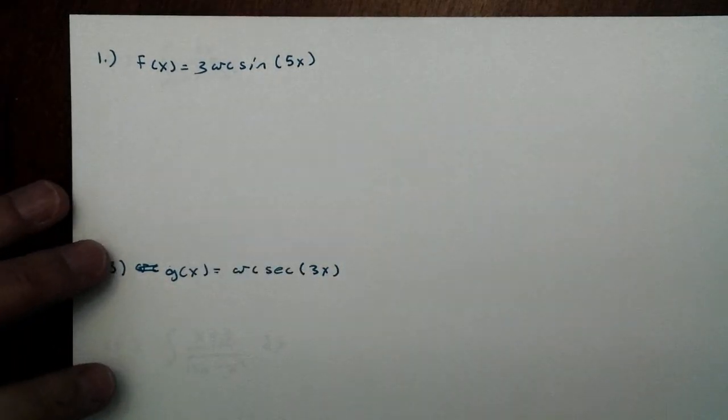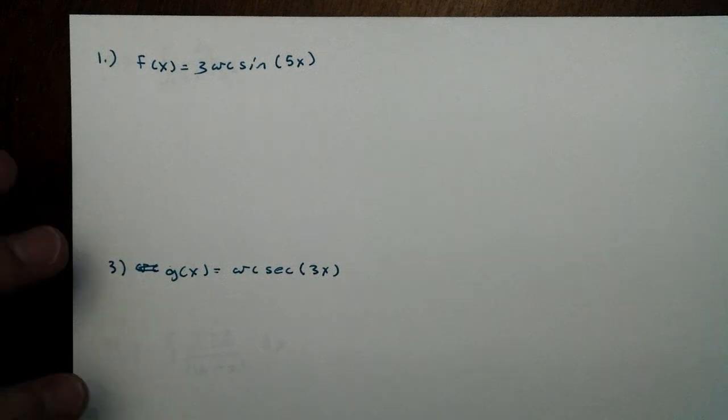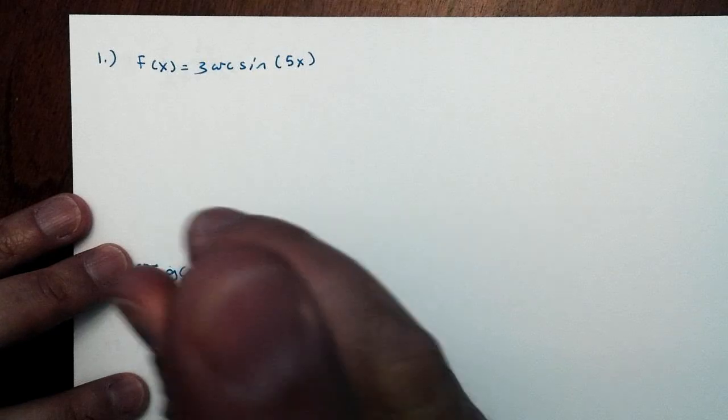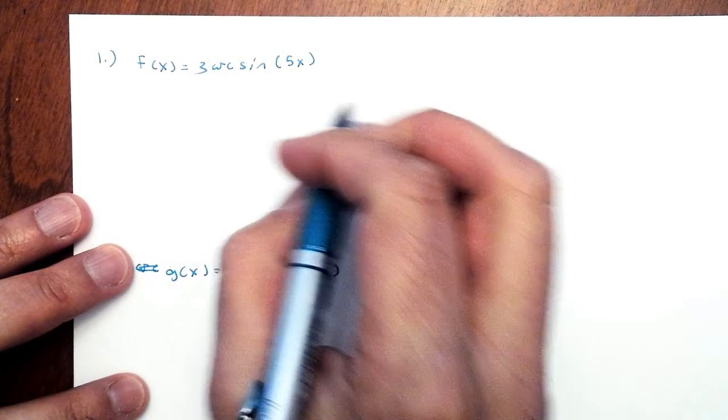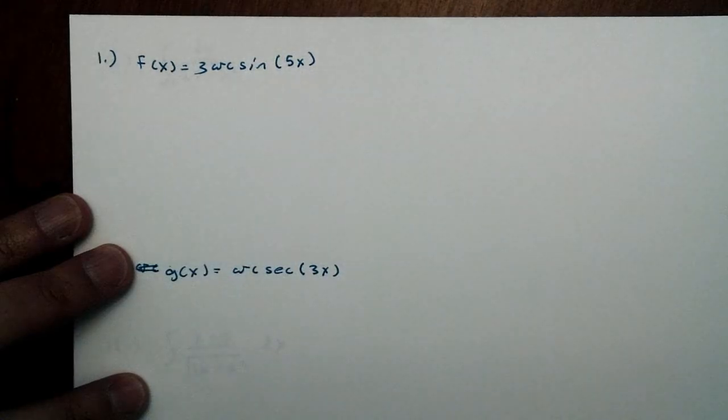So we're going to be taking a look at some arc trig problems, derivatives and antiderivatives. For the first few, we're going to take a look at a bunch of derivatives. So we have the function f of x equals 3 arc sine of 5x, and we're asked to find the derivative.